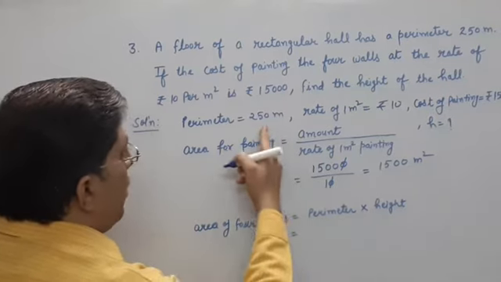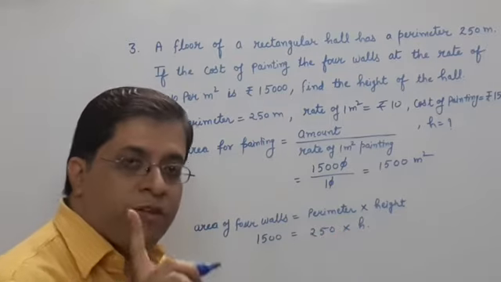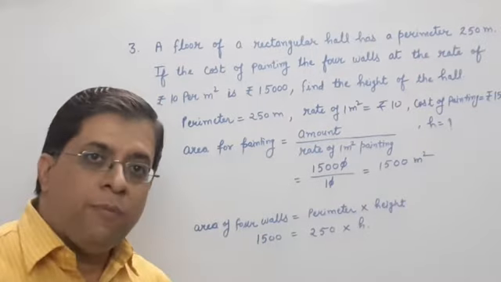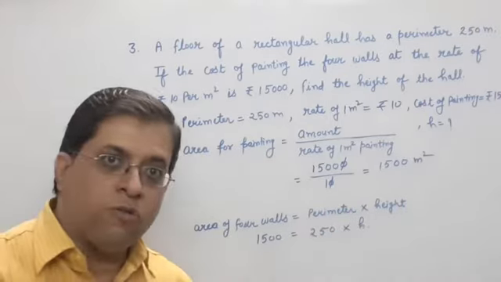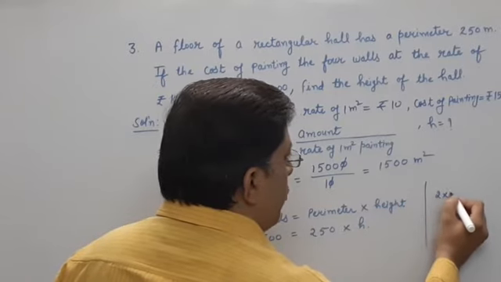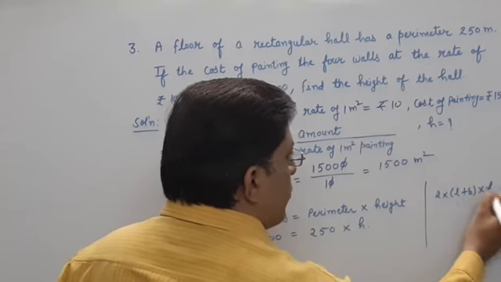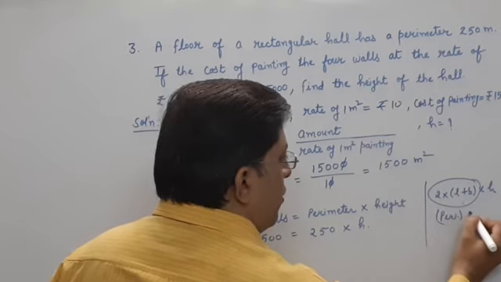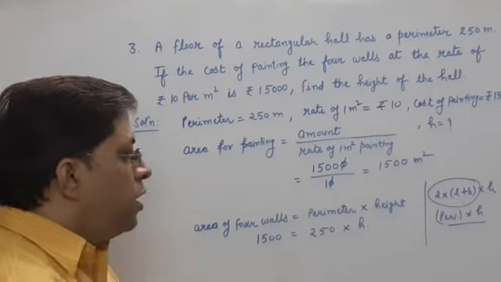Then perimeter is clearly given to you, 250 meter, and we need height. But one thing I am explaining again. Area of four walls, earlier we have seen 2 into H into (L plus B). You can also write perimeter into height. I am explaining you how. It is 2 into H into (L plus B). I can write 2 into (L plus B) into H. This is your perimeter. Perimeter into height is another formula for getting area of four walls.